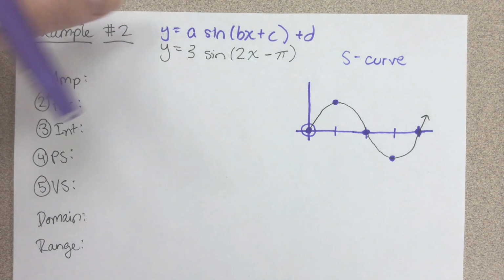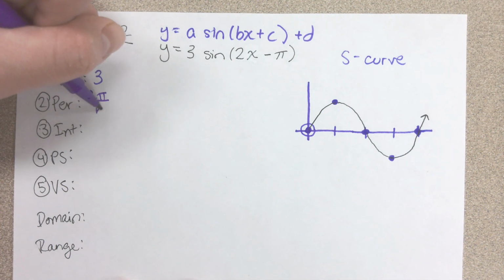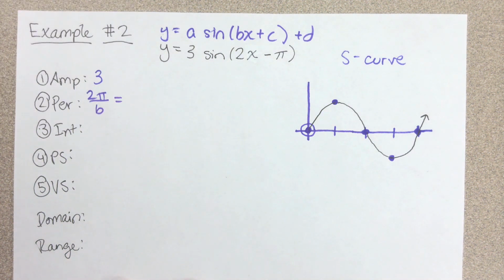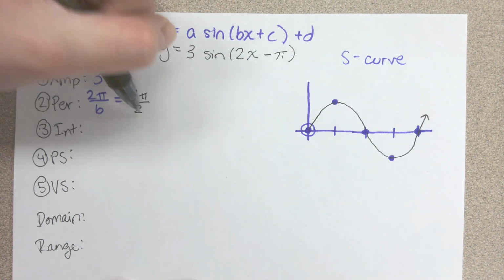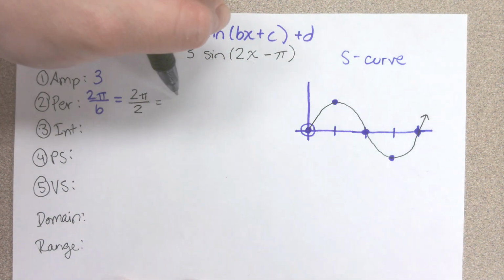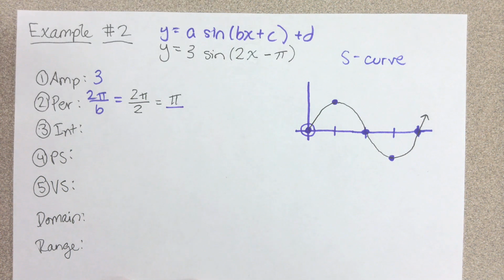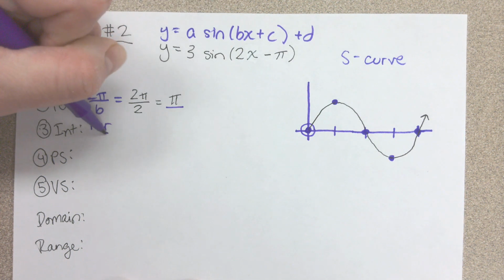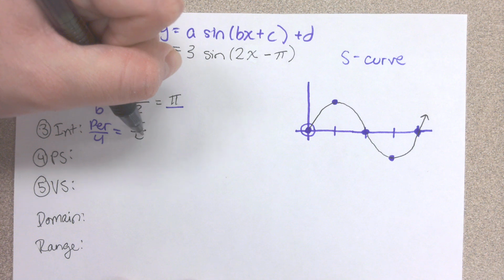Let's start filling out the list. Amplitude, A value is 3 this time. Period, 2 pi over b. Hopefully you see that b is not 1 in this case. B is actually 2. So 2 pi over 2, which reduces to just pi. Interval, period over 4. Our period was pi, so our interval is pi over 4.